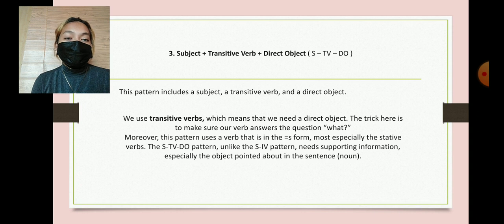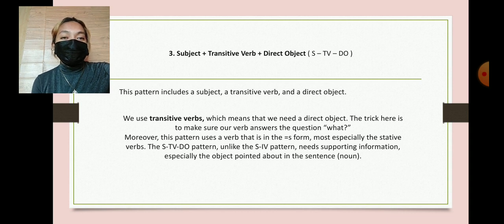the sentence. Now, this is the dependent, unlike the second one, which is independent. So this one needs a direct object. The sentence without the direct object can't be complete. It will have no complete idea.